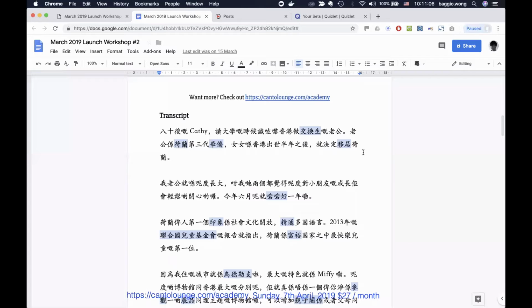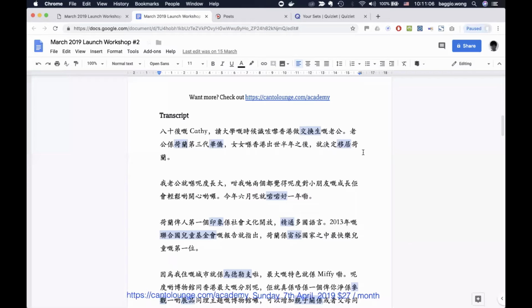Did you guys know that Miffy was actually invented or drawn, illustrated by a Dutch artist? I didn't know that. I thought it was Japanese, quite frankly. But anyway, yeah, it didn't seem Japanese. But now we all know.